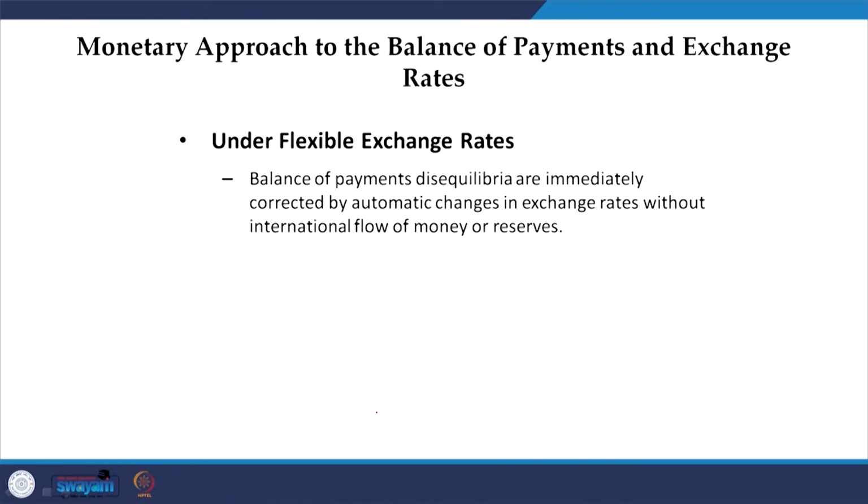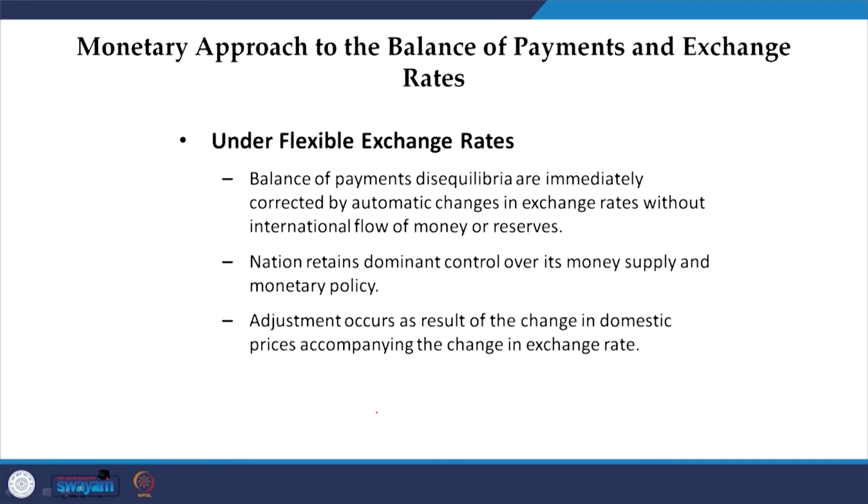Whereas, in the case of a flexible exchange rate, monetary policy is comparatively effective, as balance of payment disequilibria are immediately corrected by an automatic change in the exchange rate, without international flow of money or reserves. So, the quick correction is expected. The nation retains dominant control over its money supply and monetary policy. There are adjustments which occur as a result of changes in domestic prices accompanying the change in exchange rate.